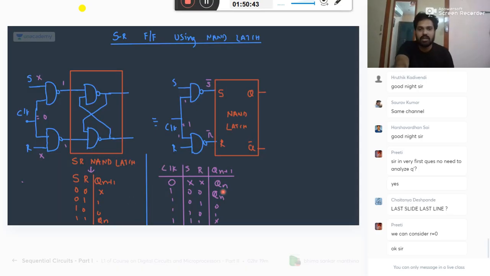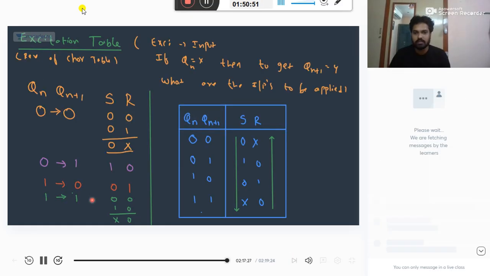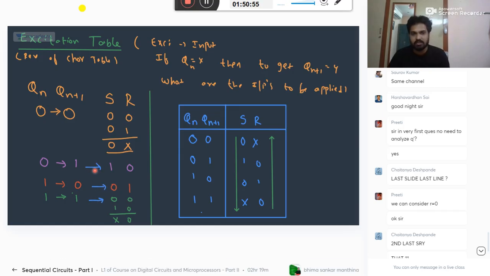So check the last slide, please. You have one invalid state now; we can overcome that using the JK flip-flop. That's all. In the question he asked only Q; otherwise, generally output means Q unless he asks specifically.